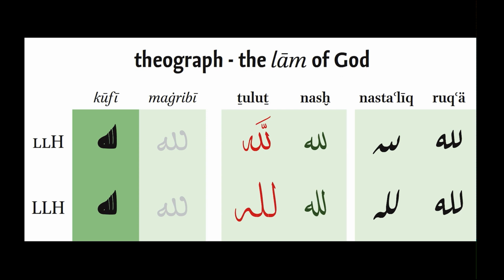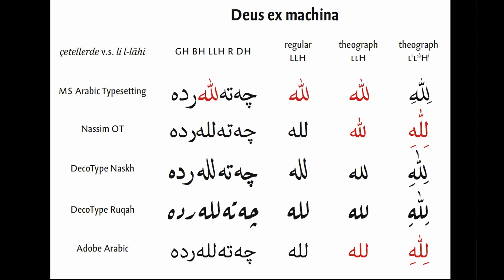However, in the Thuluth, Naskh, Nastaliq, and Ruqah styles, there is a significant difference in height if the lam is part of the name of God or if it's part of just any word. Interestingly, this leads to the hilarious effect, which I call Deus ex machina, where the machine treatment of Arabic automatically generates the appearance of God in words where he's not expected to be.